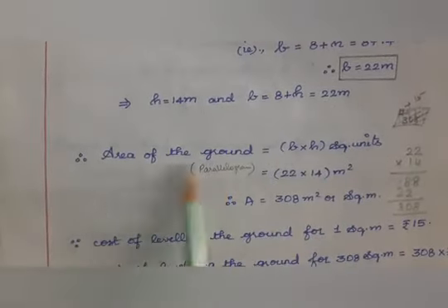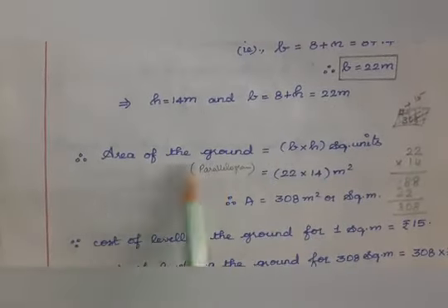What is the formula to find the area of the parallelogram? Base into height, square units. Since we know the base is 22 and the height is 14, we substitute that and get A is equal to 308 square meters. In the question they have also asked about the cost of leveling the ground for the given area, so for that we have to find the area. We found the area as 308 square meters.